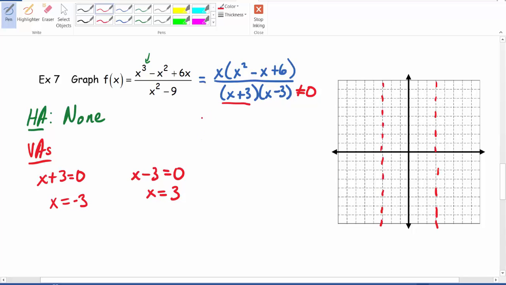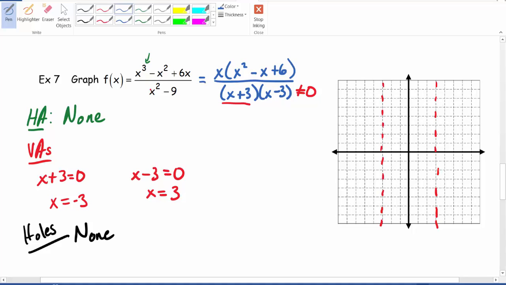Next, what we go ahead and do is mention typically the holes. Unfortunately, we just don't have any of those here. So for our holes, we don't have any. After that, we would then move typically onto the slant asymptote, if there is one. Here we notice that the degree is exactly one more on top than it is the bottom. So we will have a slant asymptote.